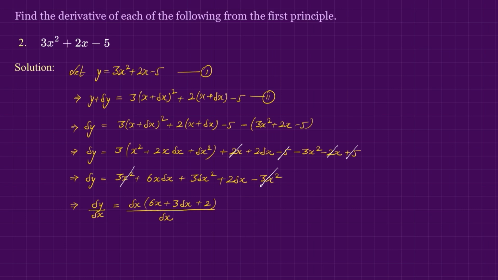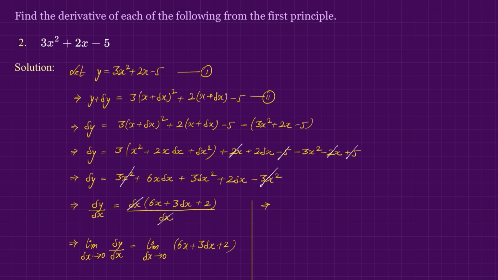Now let us put the limit on both sides. Limit delta x tends to 0, delta y over delta x equals to, so here delta x and delta x cancelled, so it will be limit delta x tends to 0, 6x plus 3 times delta x plus 2.